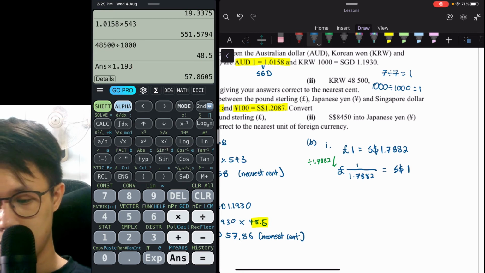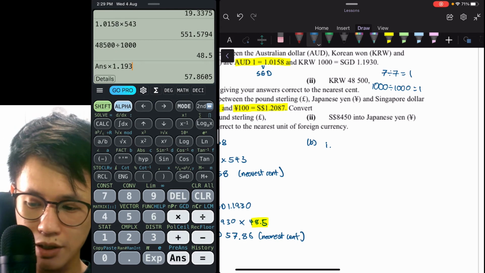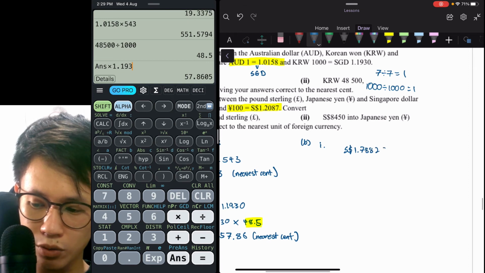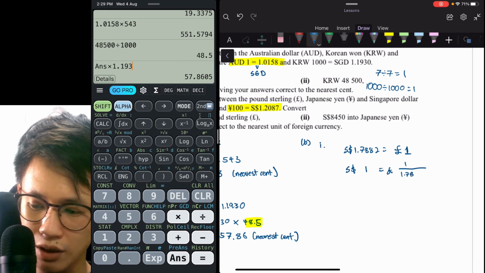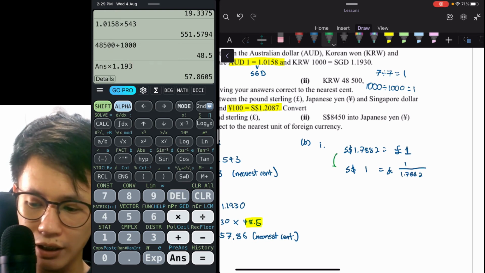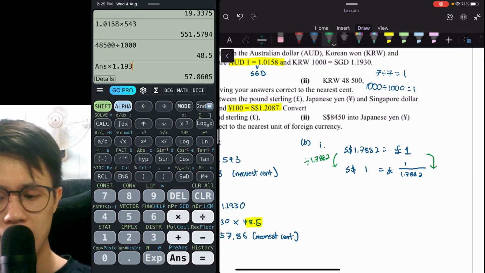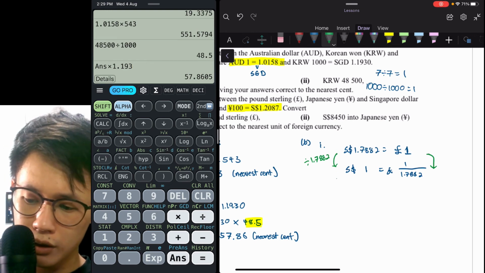Okay, maybe I should rewrite. Sorry, let me rewrite it. Sing dollar 1.7882 is equal to 1 pound. You might want to reverse it so it's easier. So I find out what 1 Sing dollar is, which is equal to 1 over 1.7882. How do I do this? I divide both sides by 1.7882. This side as well. But you don't have to calculate it. Just put it in fractions first.